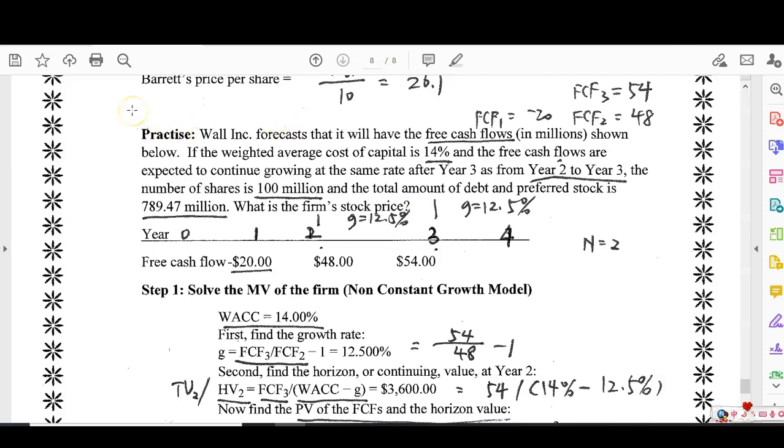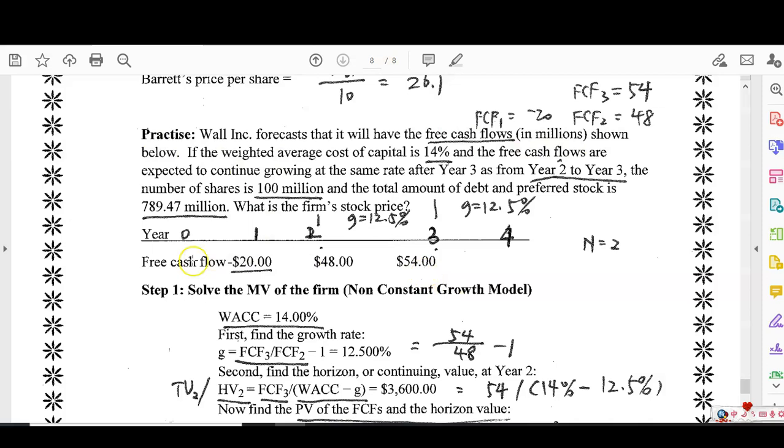All right, class. If you finished working on this question, let's look at the solution here. If you need more time, you can continue pausing the video. This company forecasts that it will have the free cash flow in millions shown below.